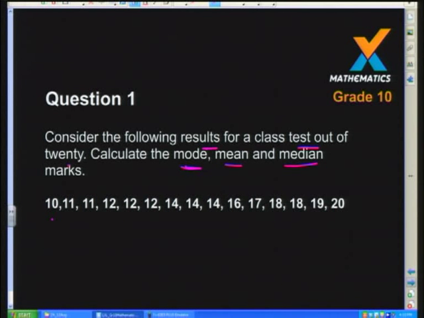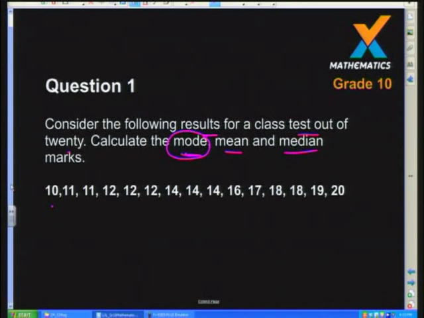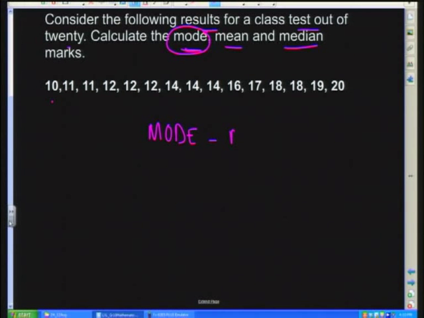So, first question, let's find the mode. Now remember, your mode is the value that occurs most frequently. So it's most often. When you've got a nice ordered set of data, you can simply look at the data and see what your mode is going to be.